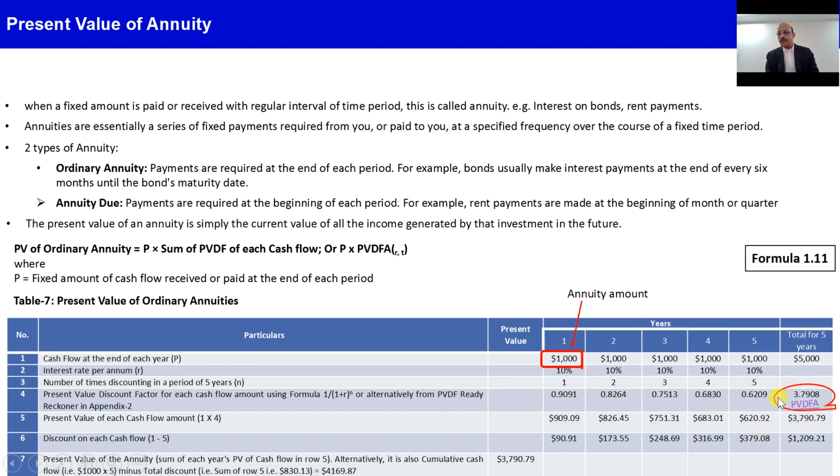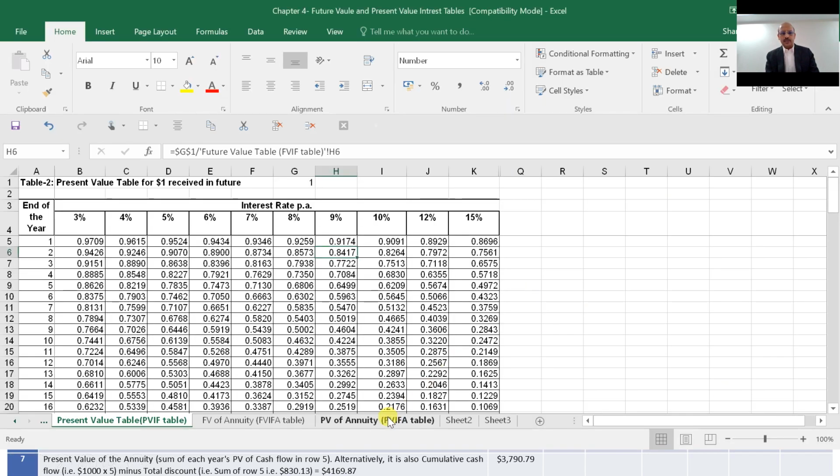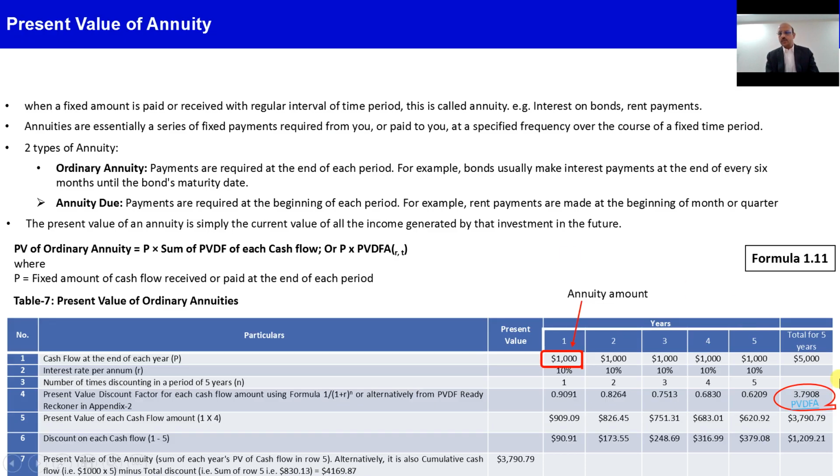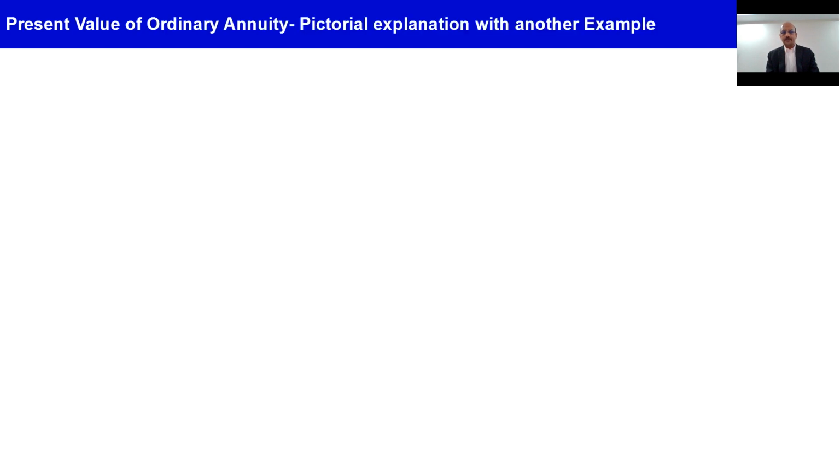And the third alternative is a simple ready reckoner, where I have given the PVDFA factor at 10%, and this side is the row from 1 to 100 years. So you look up 5 years at 10%, which is 3.7908. If you simply multiply 3.7908 by the annuity amount, you get the same result. So there are various ways and means to calculate the present value of an ordinary annuity.